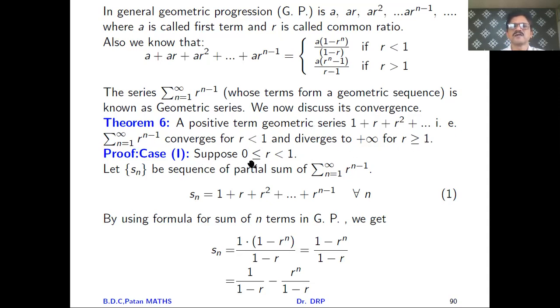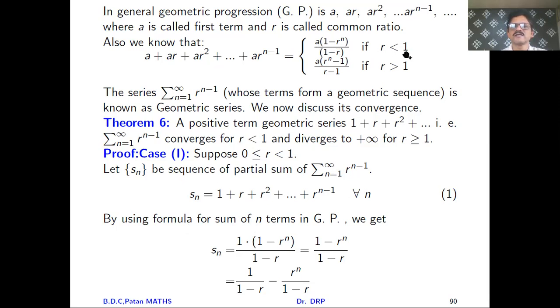So suppose 0 is less than or equal to r is less than 1. We define Sn as the sequence of partial sums of this series summation r raised to n minus 1, where n runs from 1 to infinity. That is, Sn equals 1 plus r plus r square plus up to r raised to n minus 1 for all n.